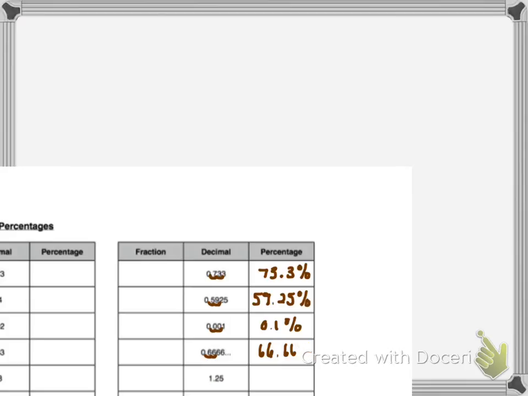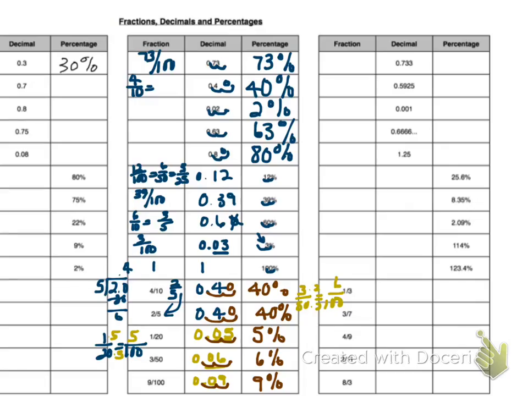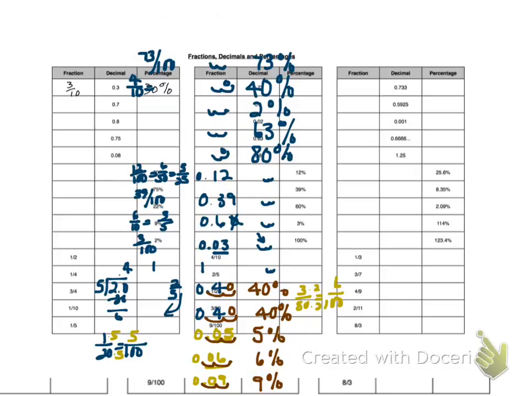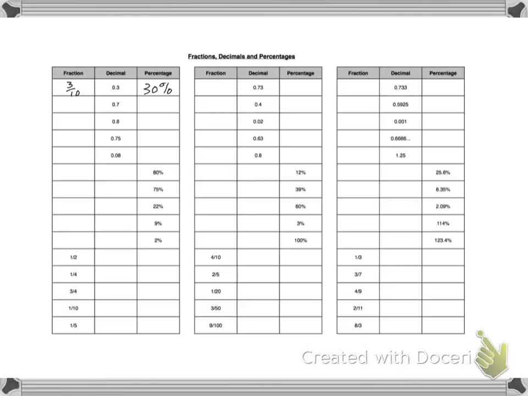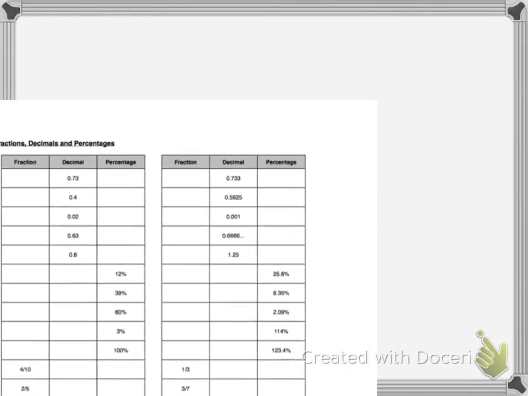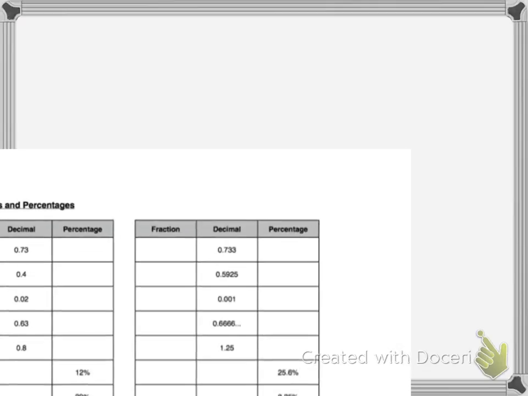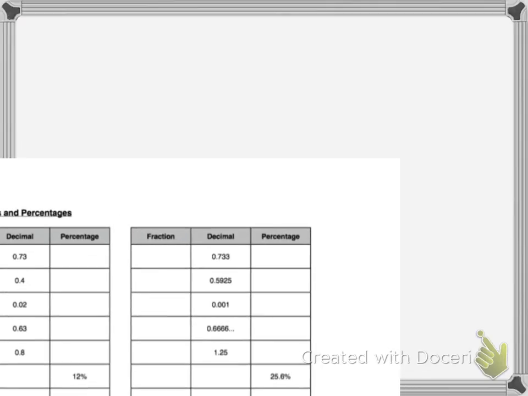Now let's get to turning these into fractions. I don't want to do the whole picture all over again, so I'm just going to do it this way. Oops, it still messed it up. Live and learn. Okay, so let's turn these into fractions.